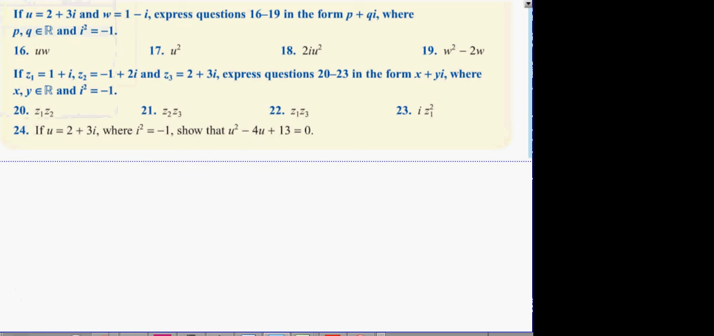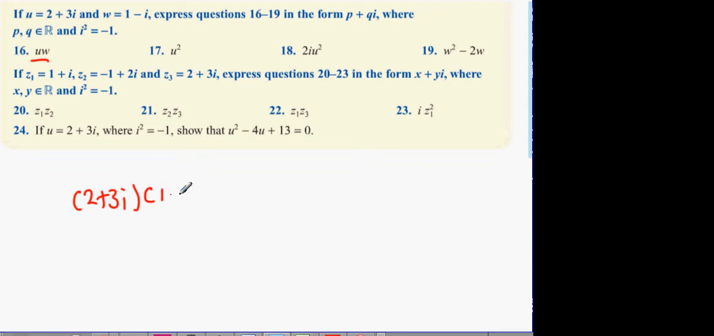So the last day we're doing complex numbers. I'm just going to quickly do one or two of these, okay? The first one is asking you u multiplied by w. U multiplied by w is 2 plus 3i, because that's what it says u is. W is 1 minus i.